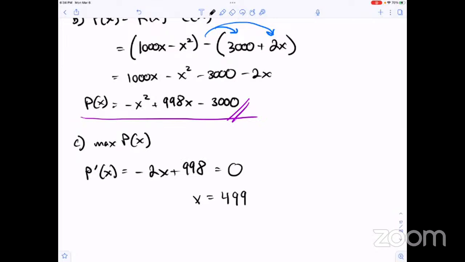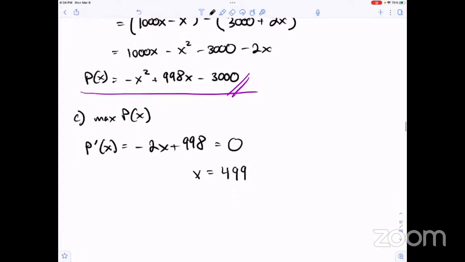But now this is a critical value. We need to do an additional test to verify that it's either a max or a min. We could look at the second derivative, right? Or if we use the first derivative, we'd have to choose an x on the left and an x on the right. We have to show that the original function is going from increasing to decreasing. We don't always have the luxury of using the second derivative test, but whenever we can, oftentimes it's a lot easier. So let's go ahead and look at the second derivative.